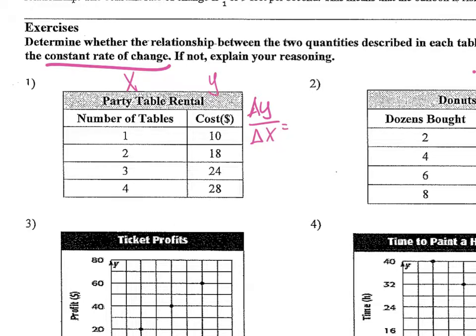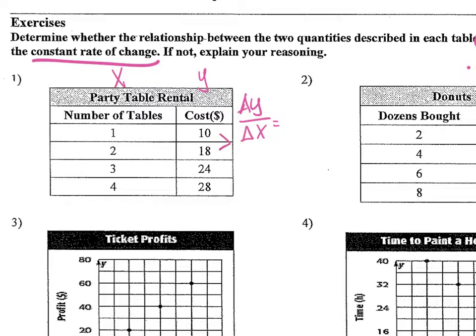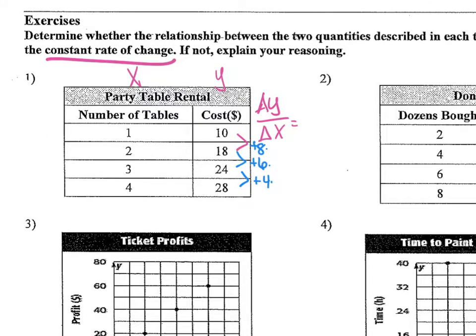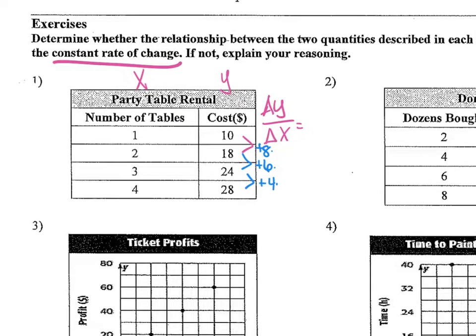So my change in y value, I go from 10 to 18, which is plus 8, then 18 to 24, so that's plus 6, 24 to 28, plus 4. Okay, so far I see that these are not the same, but let's check our x values. 1 to 2 plus 1, 2 to 3 plus 1, 3 to 4 plus 1. Okay, so these are all the same, but these are not.